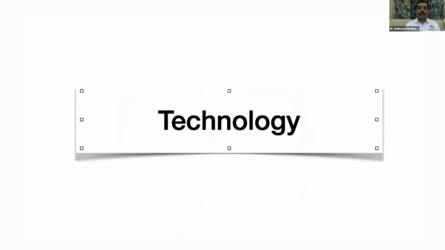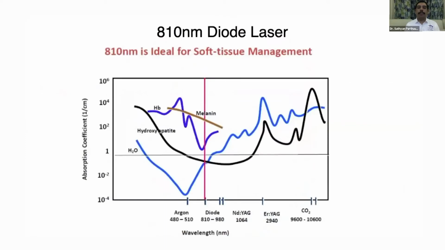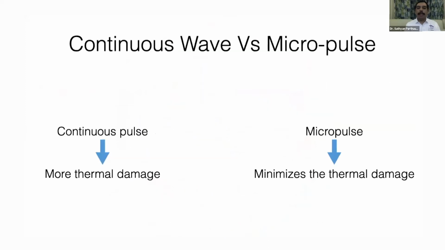So what is the technology involved? When you look at the 810 nanometer diode laser, it is ideal for soft tissue management. The 810 nanometer diode laser has two modes, the continuous wave and the MicroPulse. Continuous wave emits more thermal energy, causes more thermal damage to the tissues, whereas the MicroPulse minimizes the thermal damage. That's what we are going to see today.